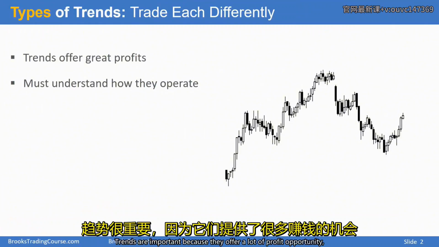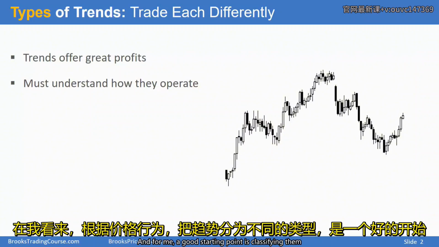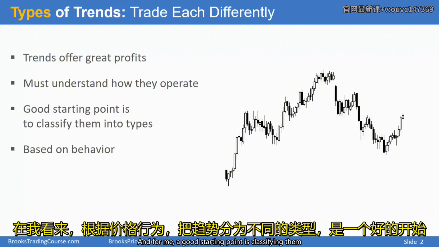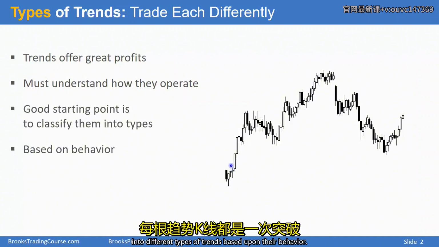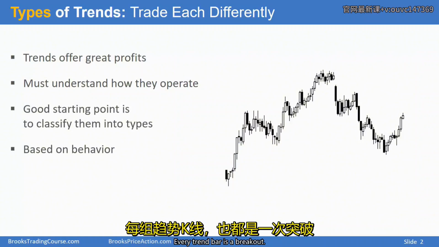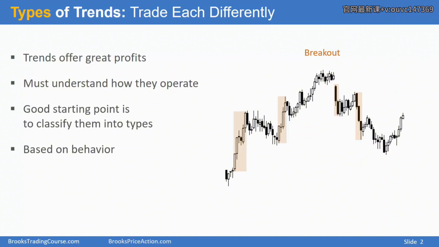Trends are important because they offer a lot of profit opportunity, but traders need to understand how they operate. And for me, a good starting point is classifying them into different types of trends based upon their behavior. Every trend bar is a breakout. Every series of trend bars is a breakout. So bull breakouts here, bear breakout there, bear breakout here.